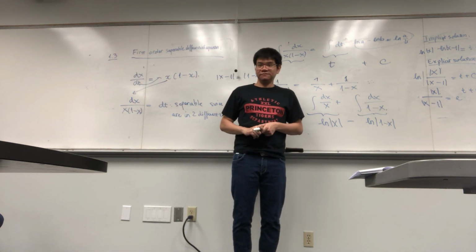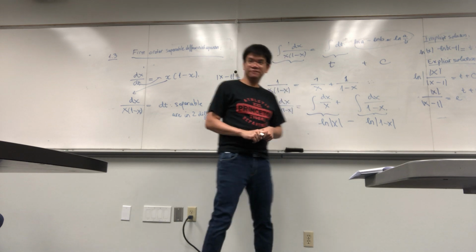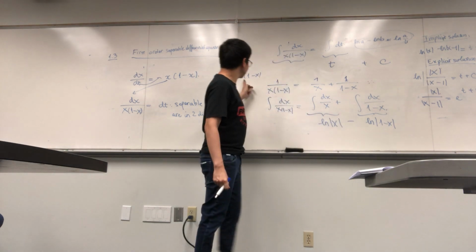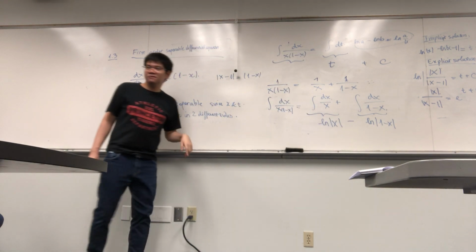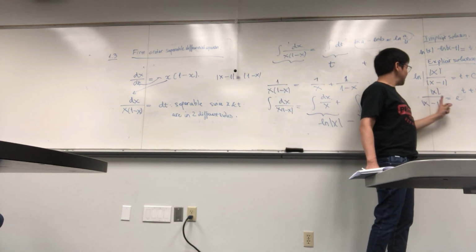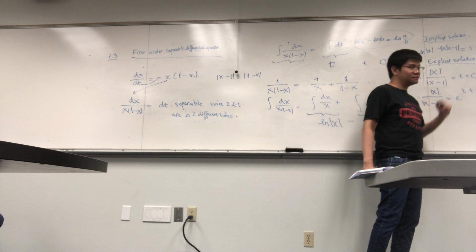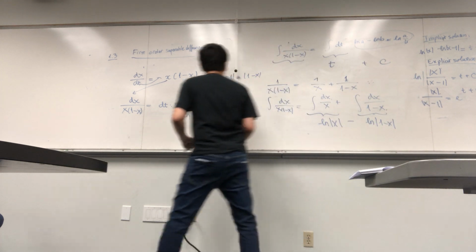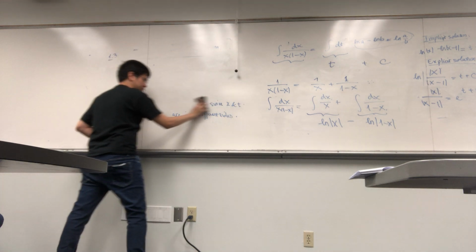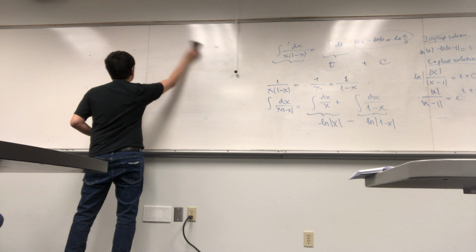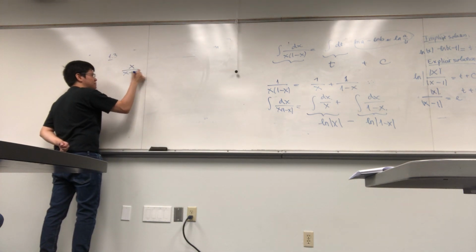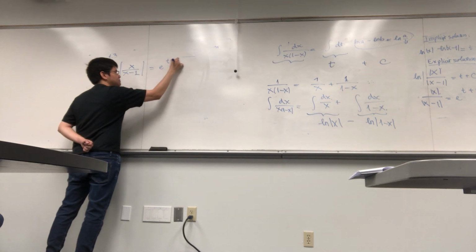Other questions? It's clear? It's fine. Right? So here I just changed 1 minus x to x minus 1 because the absolute values are the same. So now I have log of x over x minus 1 is t plus c. So the absolute value of x over x minus 1 is e to the t plus c.